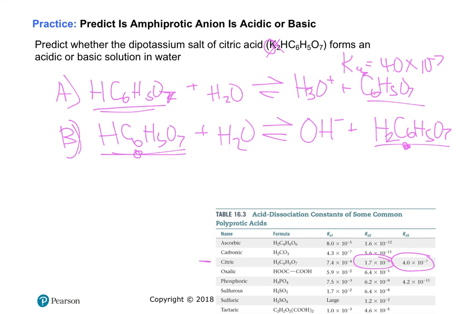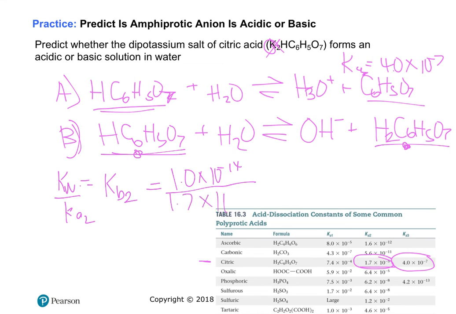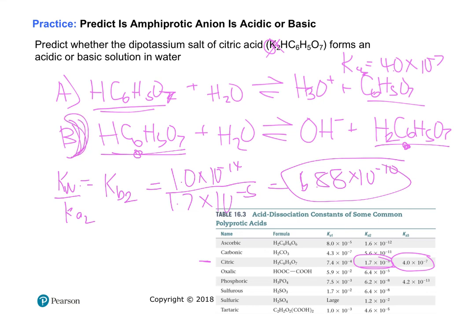So we have Kw over Ka2 equals Kb2, which is 1 times 10 to the negative 14 divided by the second Ka, 1.7 times 10 to the negative 5. So what we get is 5.88 times 10 to the negative 10. So this molecule acting like a base is weaker than that same molecule acting like an acid when we compare the Kas to the Kbs. So this solution is going to be acidic.